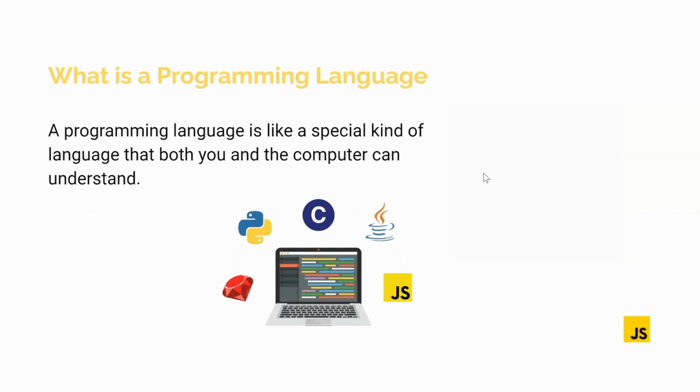So we have a lot of programming languages. We have Ruby, we have Python, we have C++, we have Java, we have a lot. The language that a computer actually understands is a programming language. So we can actually talk to our computer with this set of languages.